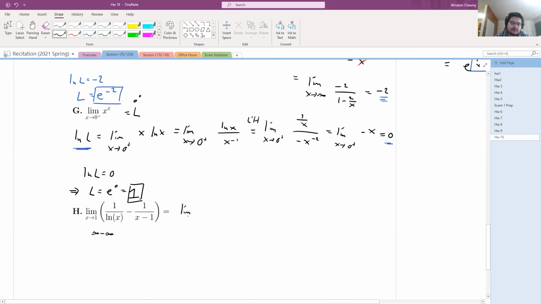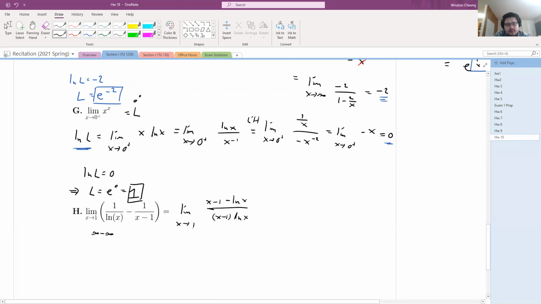Right. You definitely can't apply L'Hopital's at this stage. Remember, it only applies to a fraction f of x over g of x. It only applies in such a circumstance. It's very restricted. Let's see. So x minus 1 minus ln of x over x minus 1 times ln of x. Okay. So all I did was I subtracted the two fractions. Hopefully you followed that. I put them over a common denominator and then I did that. All right, so we just subtracted fractions there.